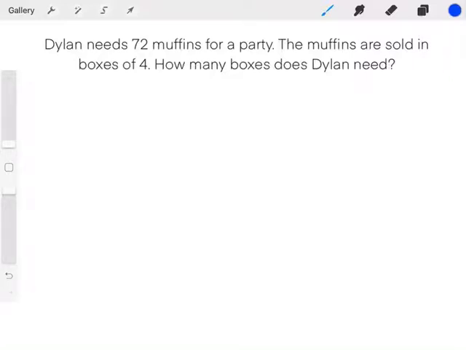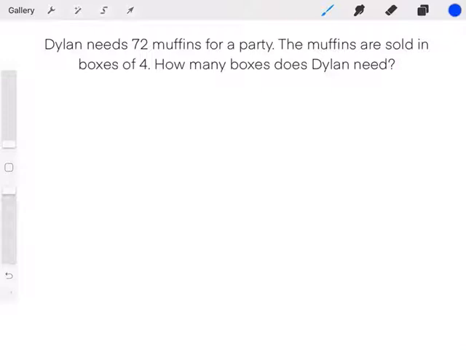Here's another word problem that we can use to practice that partial quotient division strategy that we did for our math message. So this problem says Dylan needs 72 muffins for a party. The muffins are sold in boxes of 4. How many boxes does Dylan need?